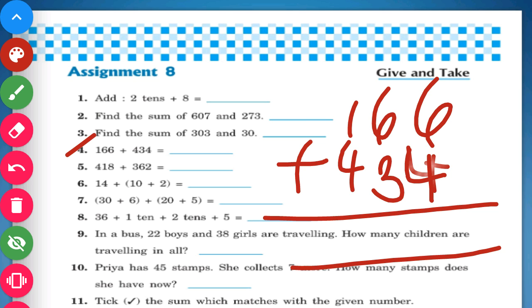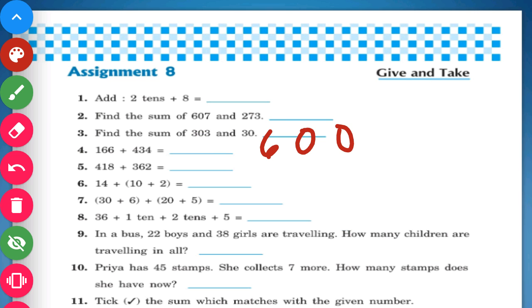6 plus 4, 10. Carry 1. 6 plus 3, 9. 9 plus 1, 10. Carry 1. 1 plus 4, 5. 5 plus 1, 6. 600. So 166 plus 434 will give us 600.